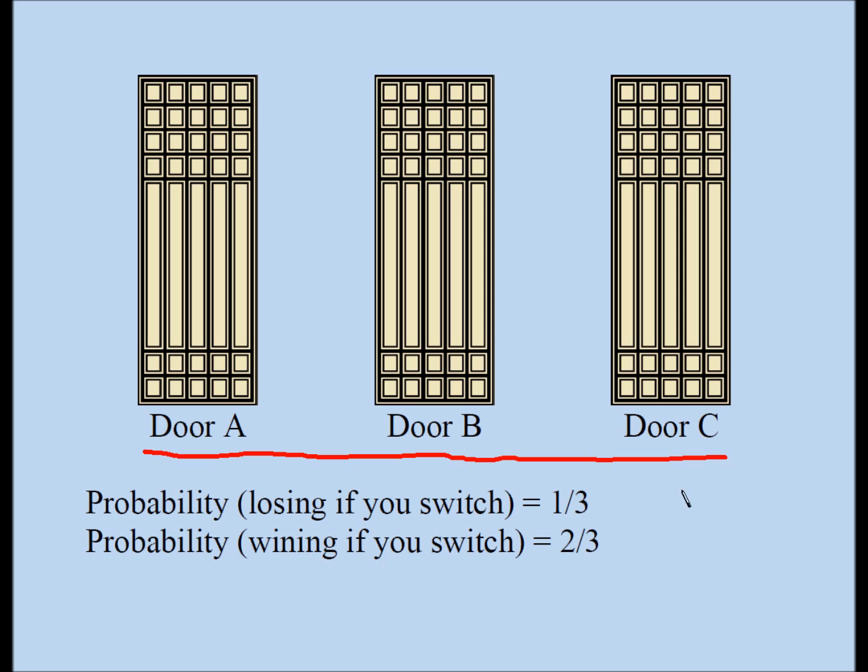So you have really switched your probability. If you don't switch, you're going to win only 1/3 of the time and lose 2/3 of the time. And if you switch, you're going to win 2/3 of the time and you're going to lose only 1/3 of the time. So switching really doubles your probability of winning. So switching is obviously a better way to go.